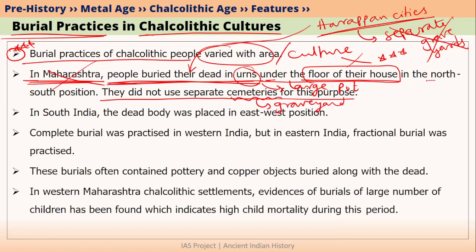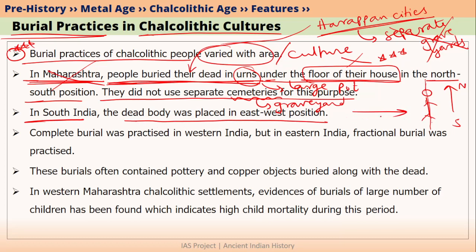Moreover, the dead body was also placed in north-south position, or I can say north-south alignment, like this. If this is north and this is south, then the dead body was placed in this north-south alignment. In the case of South India, the dead body was placed in east-west direction, like this. So you can see a difference in Maharashtra as well as South India in terms of alignment of the dead body within the grave. Moreover, even in the case of burials, there were differences.